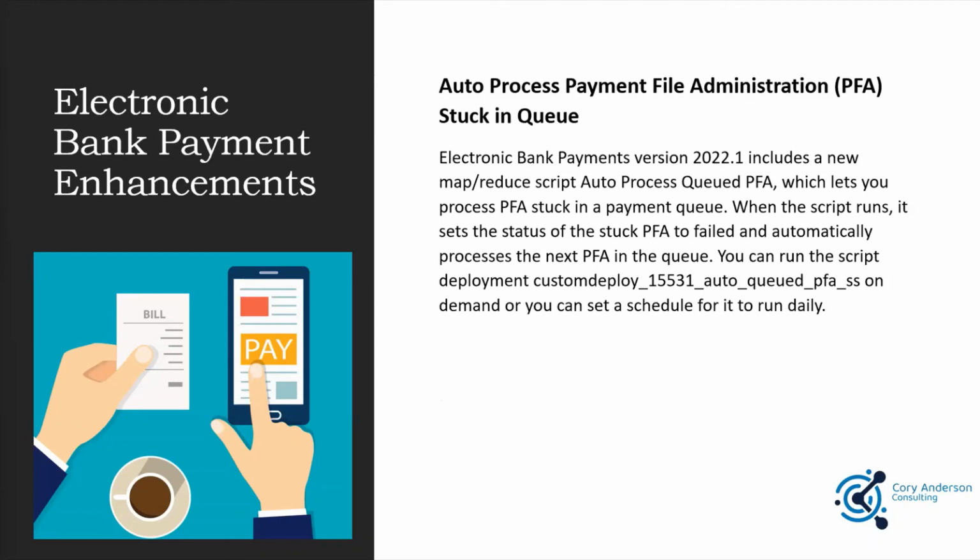Another enhancement of electronic bank payments is the auto process payment file administration stuck in queue. So if you use the electronic bank payments, this has been a problem in some instances where you get these payment files that are stuck in queue. And so what this does, well, I'll read this first. Electronic bank payments includes a new MapReduce script, auto process queued PFA, which lets you process PFA stuck in a payment queue. When the script runs, it sets the status of the stuck PFA to failed and automatically processes the next PFA in the queue.